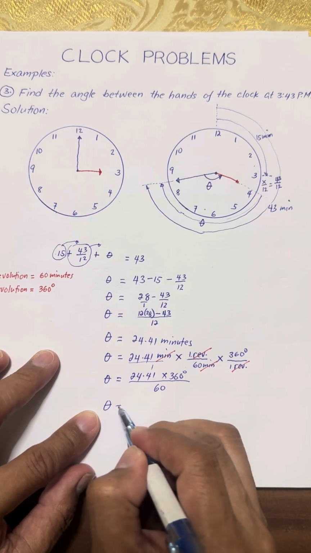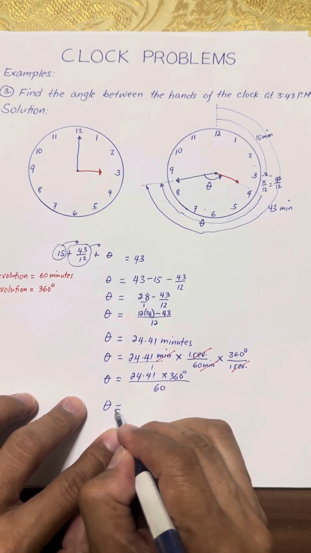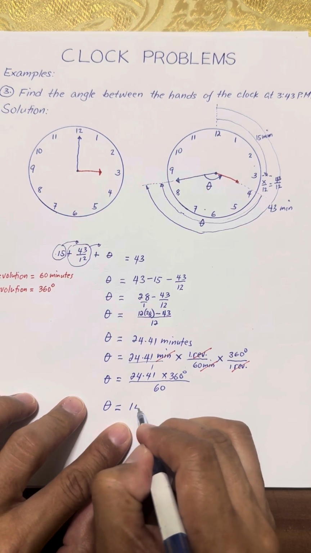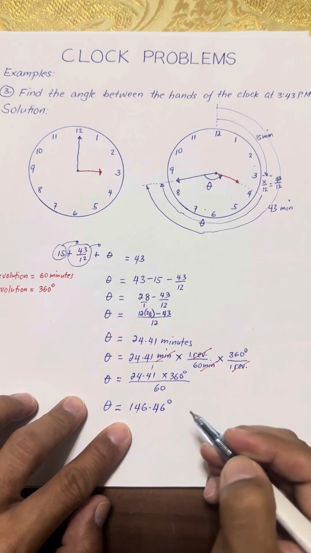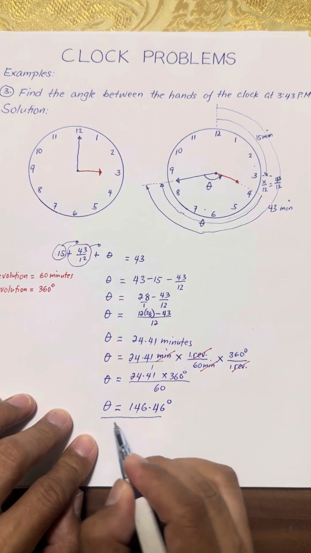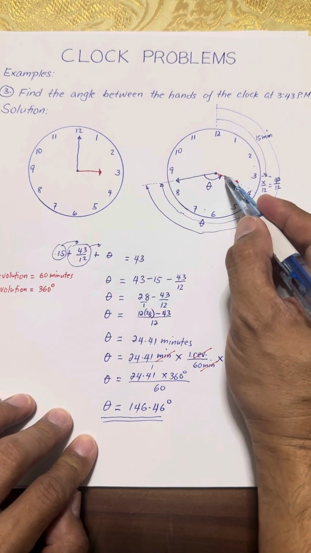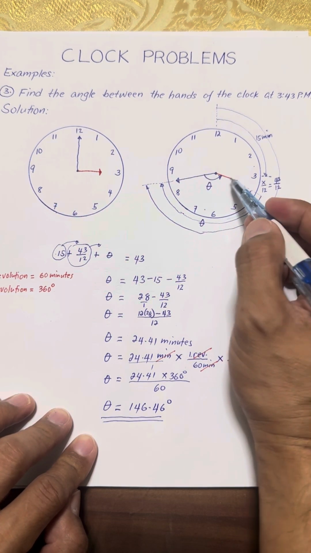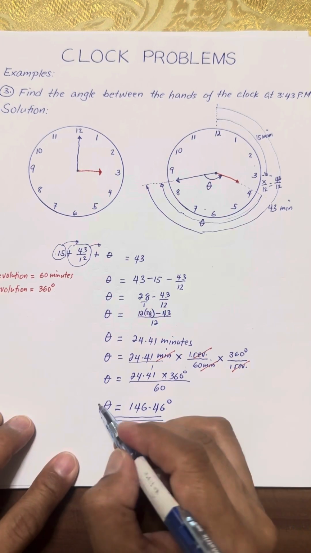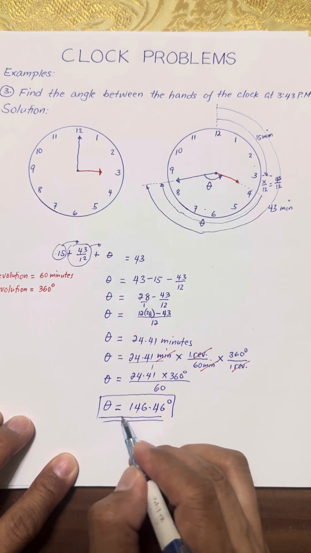Therefore, our angle is equal to, using our calculator, 146.46 degrees. So this is the angle between the two hands, the hour hand and the minute hand. So this is the answer. Okay, I hope you understand this one.